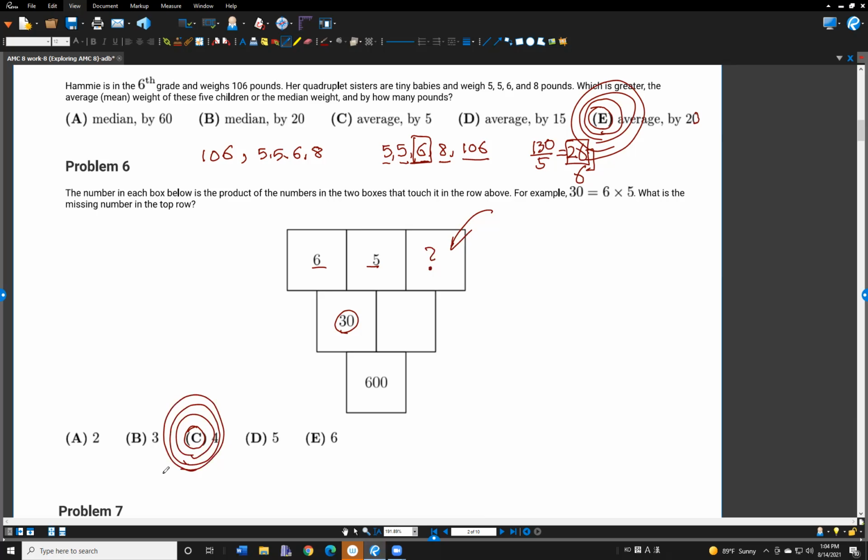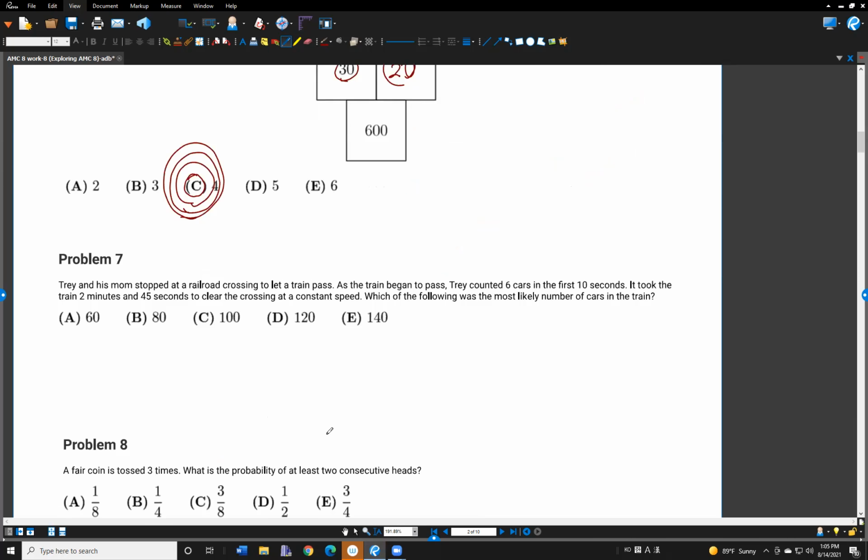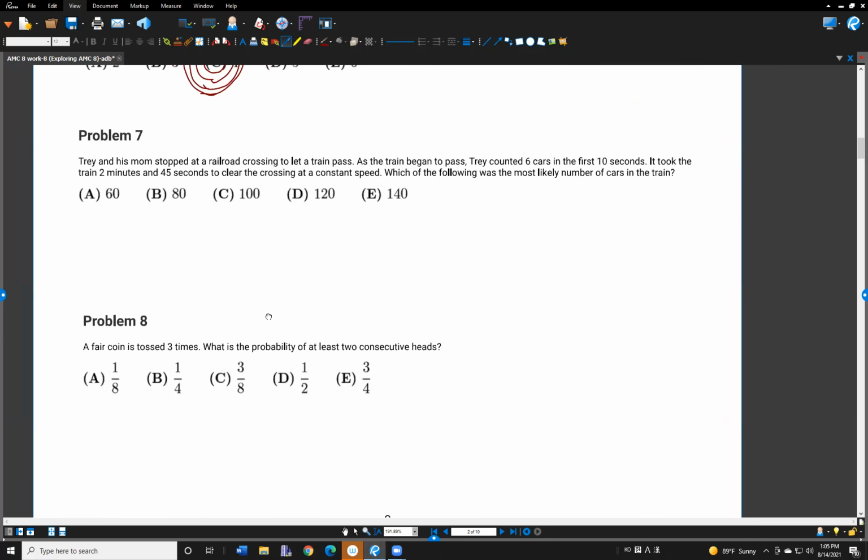Yes, C. Okay, why choose C? Because this is 20, right? You know that 30 times 20 is 600, or you can use 600 divided by 30 is 20. Okay, this 20 we are coming for these two numbers. 5 times 4 is 20, right? Okay, choice C, absolutely true. Okay, now try number 7.